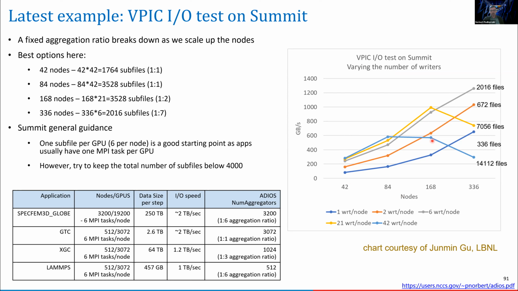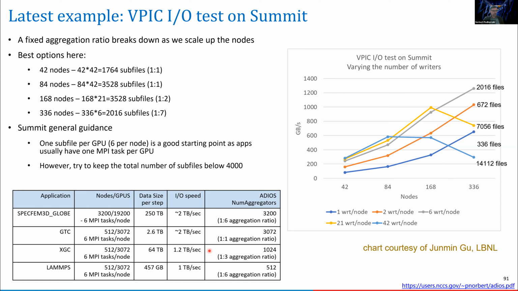But then if we double the size of the application, this is not performing any better because we are creating too many files already. So actually using Aggregation Ratio 2 and writing only half of the number of files, every 2 processes writing into the same file, then we get to 1 terabyte a second. But then again, if we double the number of nodes and the number of processes, this is again too much, and basically cutting down every 7 times. So just creating 6 files per node, like 1 file per GPU, gives us the best performance.